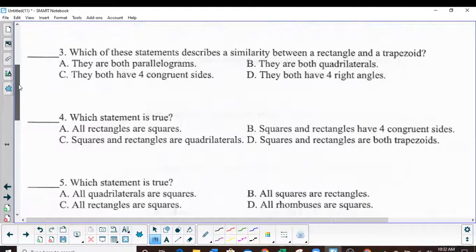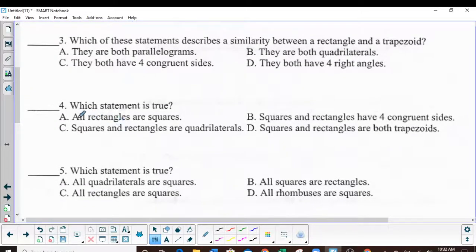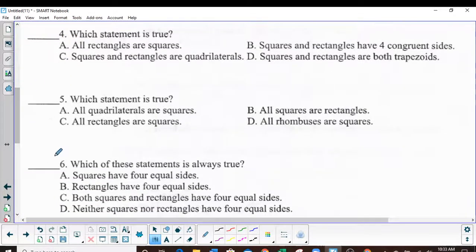Number 3, which of these statements describes a similarity between a rectangle and a trapezoid? Okay, the only similarity you got between a rectangle and a trap is they're both quads. Both have 4 sides. So number 4, which statement is true? All quads are squares. No, they're not. All squares are rectangles.